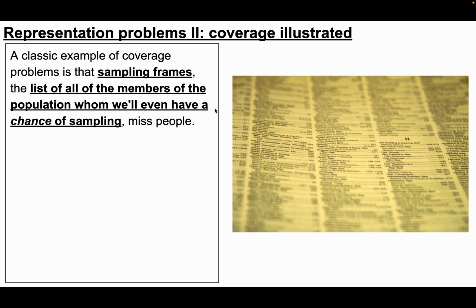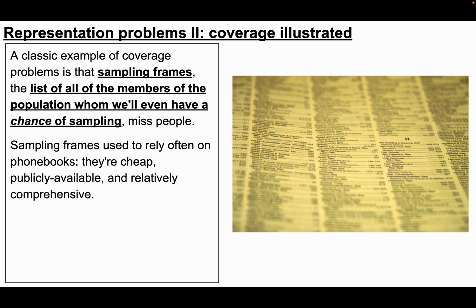A classic example of coverage problems is sampling frames, which is a piece of jargon you should know. It's the list of all members of the population who will even have a chance of being sampled. So coverage problems are when those sampling frames miss people. And I'm really loath to use stock images in my slides, but I did use a stock image here because a lot of you may not even remember what this is or may not know. It's a phone book. So sampling frames used to rely often on phone books. They're cheap, publicly available, and relatively comprehensive.